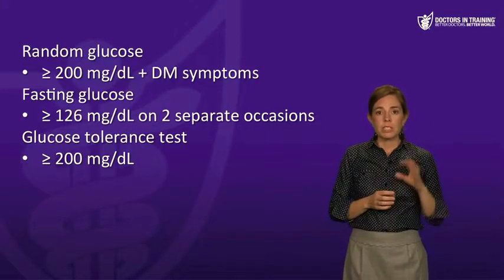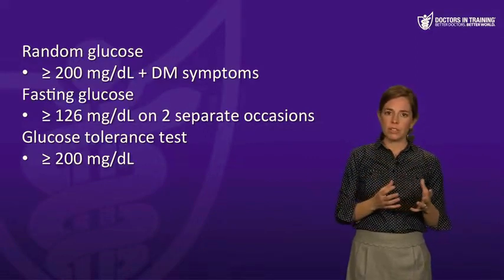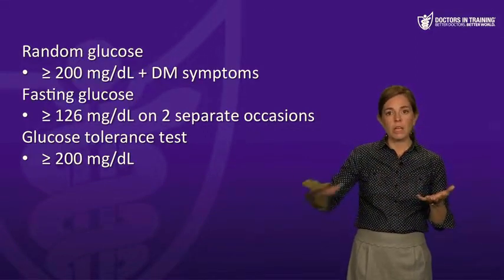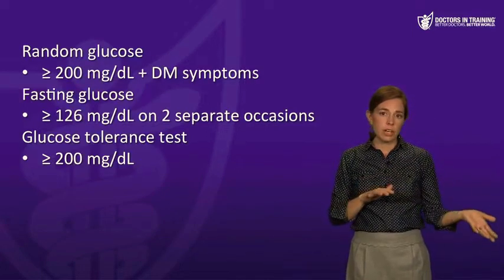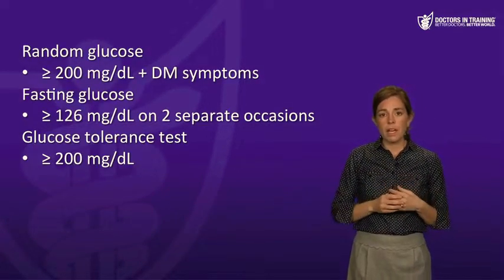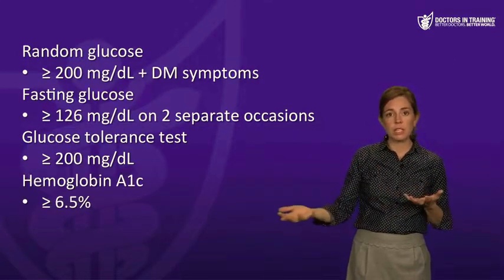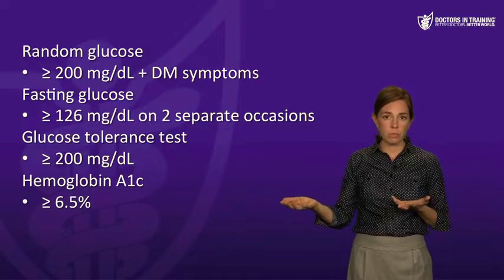Many people who use this test will have patients come in fasting, do a lab, then have them drink the glucose and wait and do another lab. This way you get both the fasting glucose and the 2-hour glucose tolerance test in the same day. And then a fourth test is the only non-glucose-based test, which is an A1C greater than or equal to 6.5%.